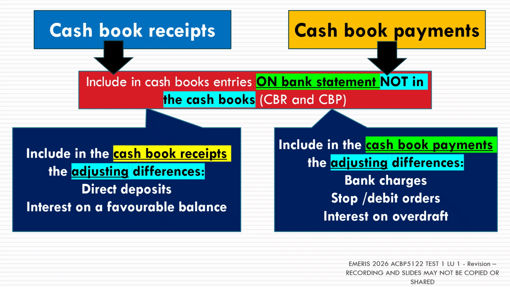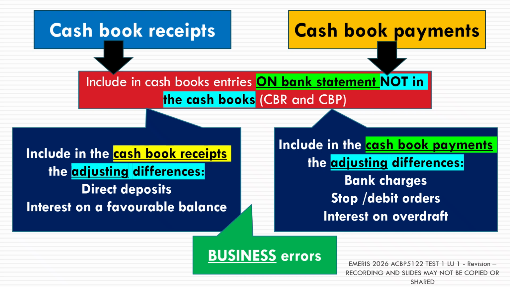And also included in the cash books will be the correction to any business errors. I'm going to pause here a moment to give you a quick moment to read through this again, just to make sure you've got your head around it. What are we going to include in our 2 cash books?